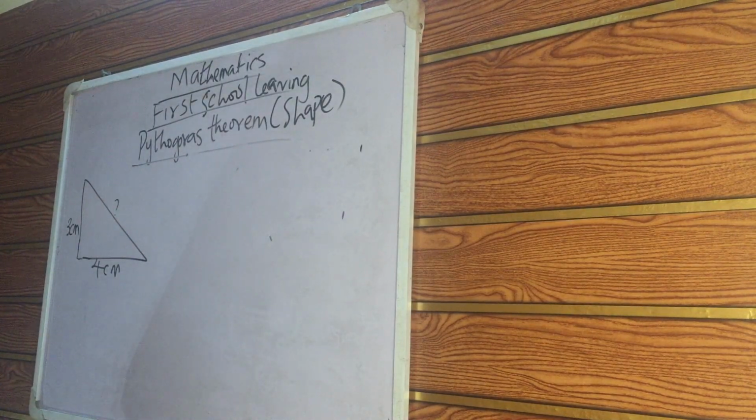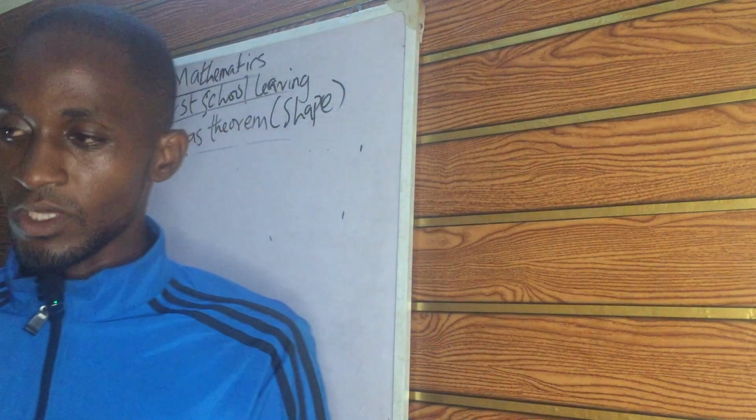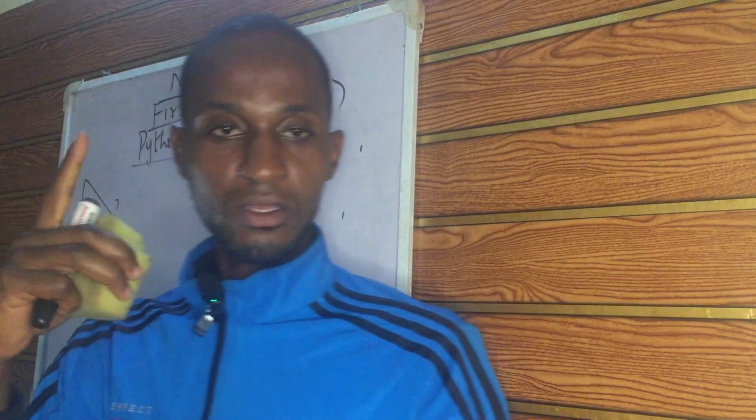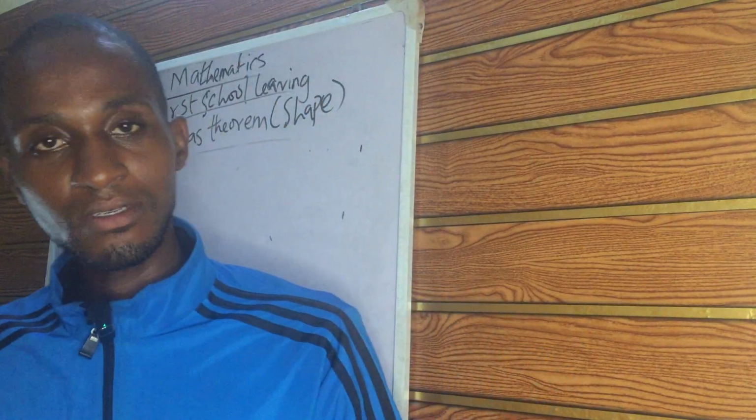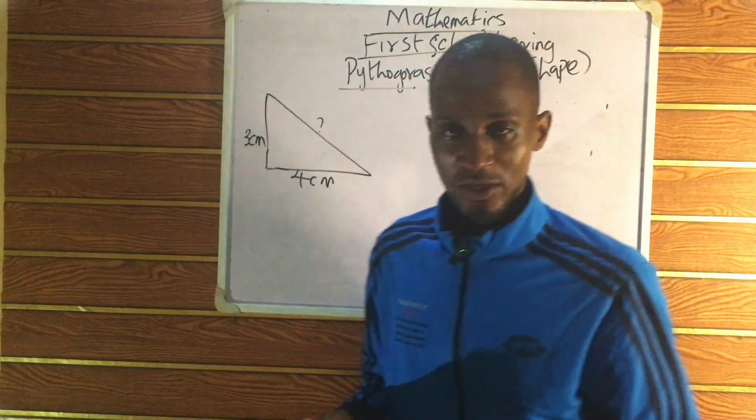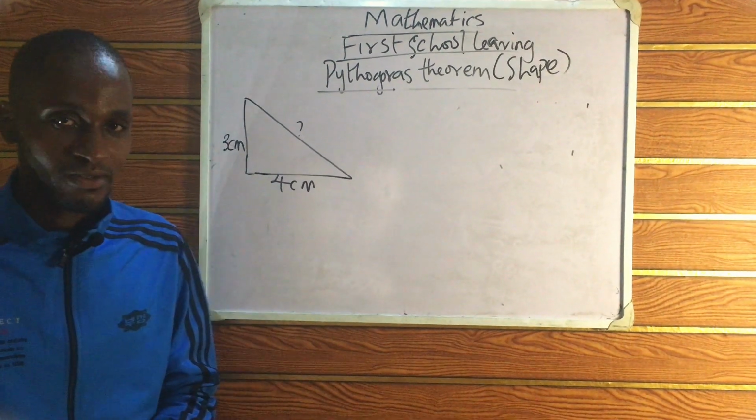So now, classified by size, we talk about equilateral, scalene, and isosceles triangles. Then by angles, we talk about acute angle, reference angle, and right angle triangle. Are you with me? So we talk about acute angle, reference angle, right angle triangle.